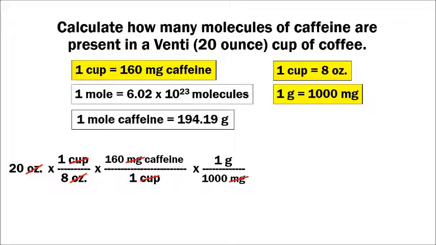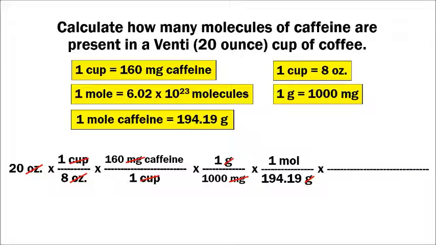Now I'm going to convert from grams into moles. And so this conversion factor tells me that there are 194.19 grams for every 1 mole of caffeine. I can cross off grams. And then finally, Avogadro's number tells me the number of molecules in 1 mole.